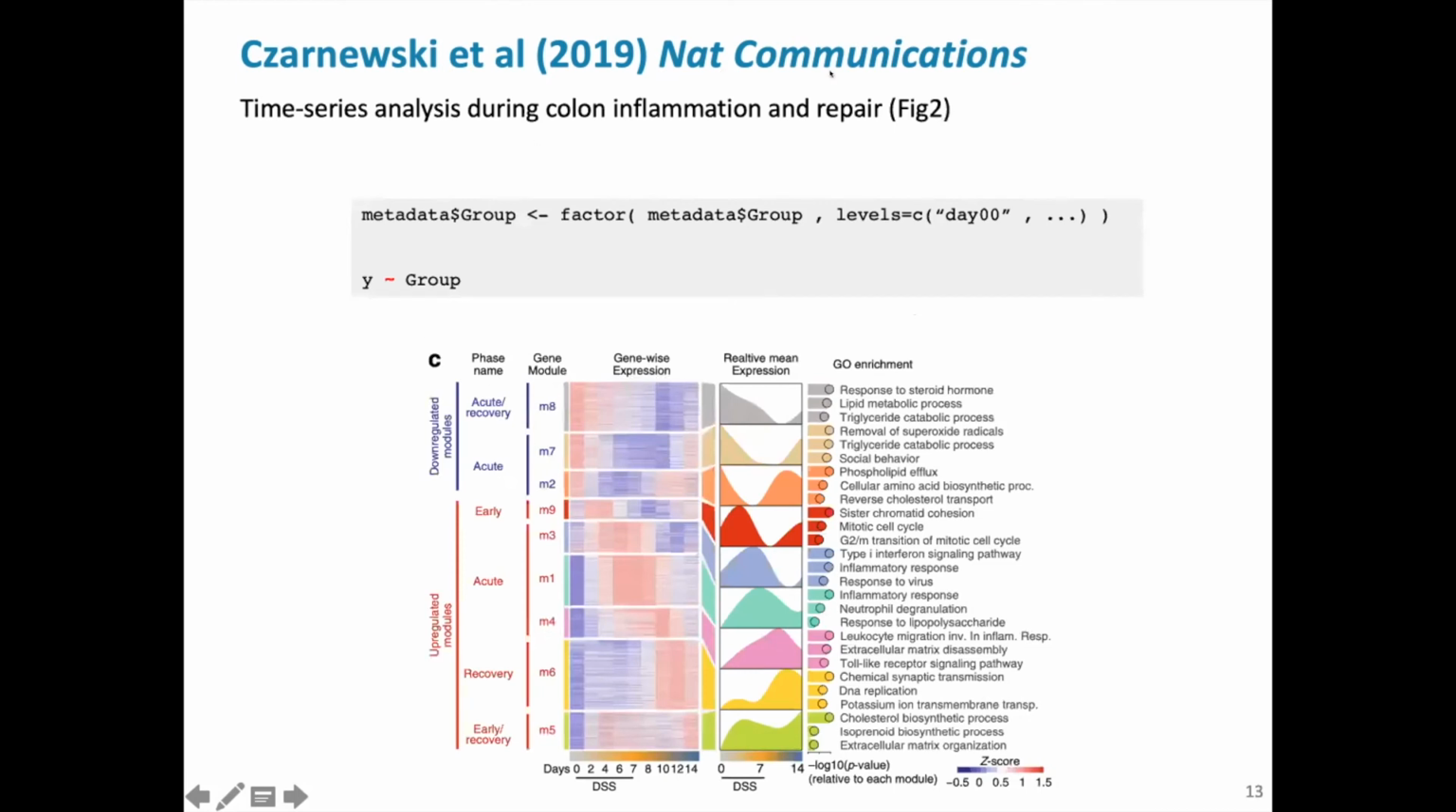So for time series analysis, this is one of the figures, just mentioning again. You have the metadata group, and then you basically level everything to day 0. So day 0 is my control, and everything is compared to day 0. And then you write a formula as simple as this one.